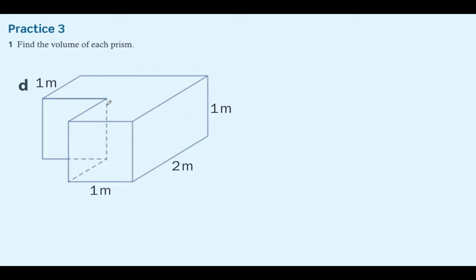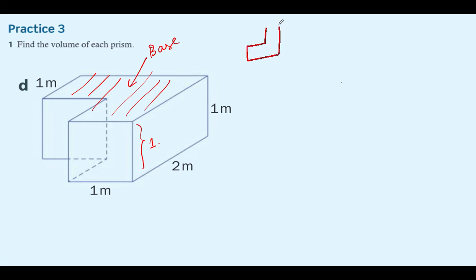Moving to part D, you can see that this face is same at both ends, top and bottom. So this face can be taken as base. So first we need to find the area of the base and then multiply it by height, that is 1. So for base, you can see this is this shape, a combination of rectangle and square. So the dimensions, I'm writing the dimensions here.